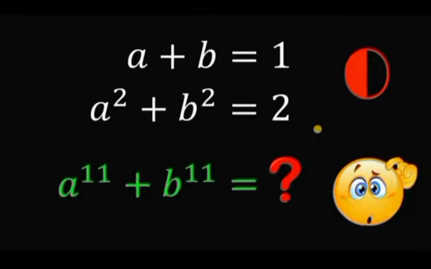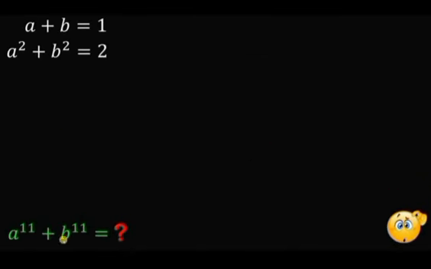And now, let's answer this question together. So, given these two equations, a plus b equals 1 and a squared plus b squared equals 2, then our main goal is to solve for the numerical value of a raised to 11 plus b raised to 11.